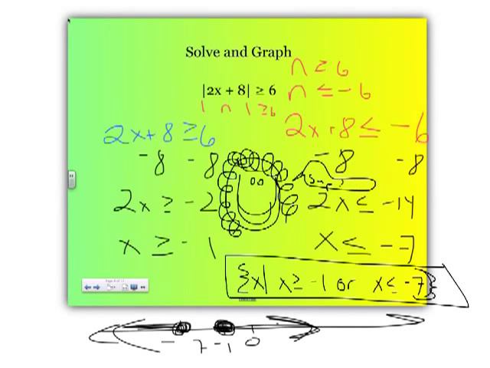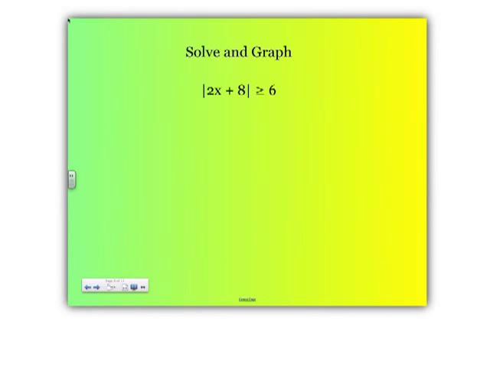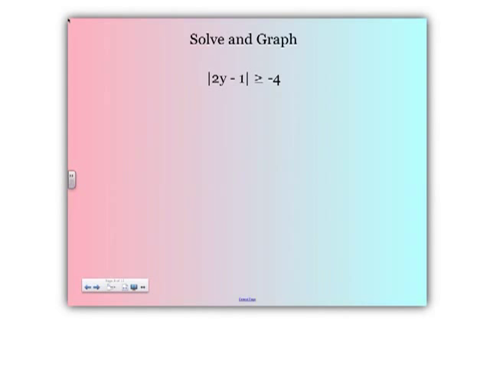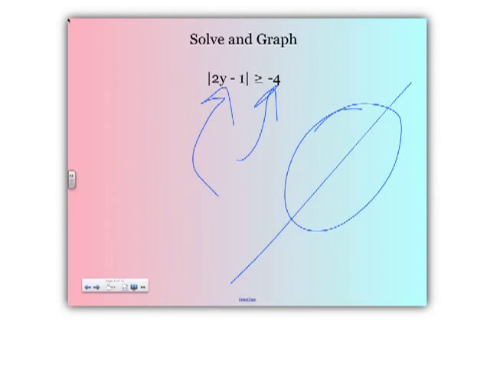Guess what that is? If you guess the secret thing, you might just be right. So, let's take a look at this one. 2y minus 1 is greater than or equal to negative 4. I hope you all caught that and said to yourself, hang on, you can't fool me twice. You can't have a negative number being greater than or equal to an absolute value. Nope, no solution is correct.